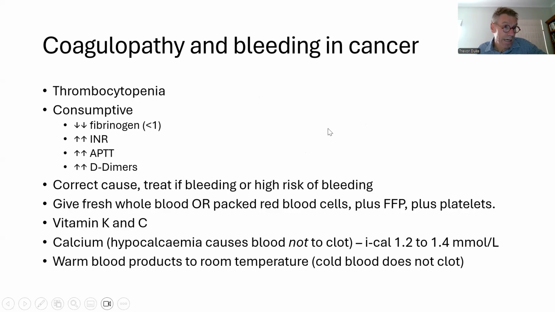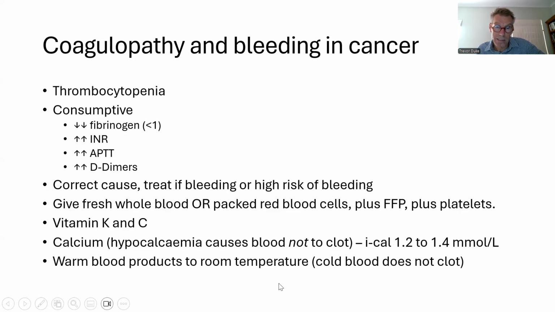I'm not suggesting you hang it for many hours to warm it up at all, but it shouldn't be given cold to patients, and you shouldn't allow patients to be hypocalcemic, which they will be if you give large volume transfusions. There's more to be said about the massive transfusion protocols that a hospital should have.